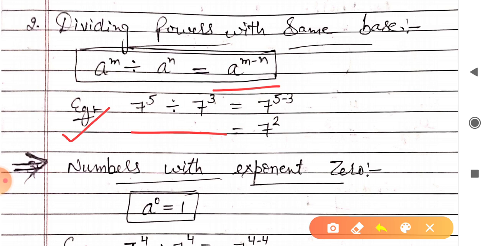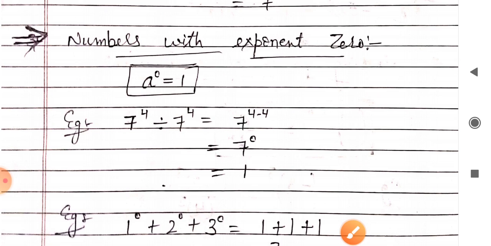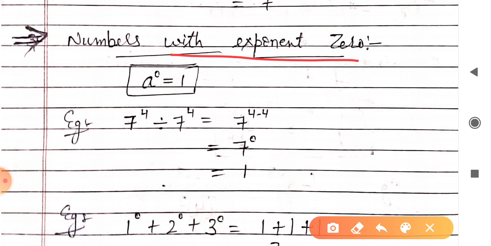Next is numbers with exponent 0. Actually this is not a law, this is only a note. If any number has exponent 0, then it will always be equal to 1. Remember, if exponent is 0, then the number will be equal to 1. That is, if I am writing 2 raised to power 0, its value will be 1.